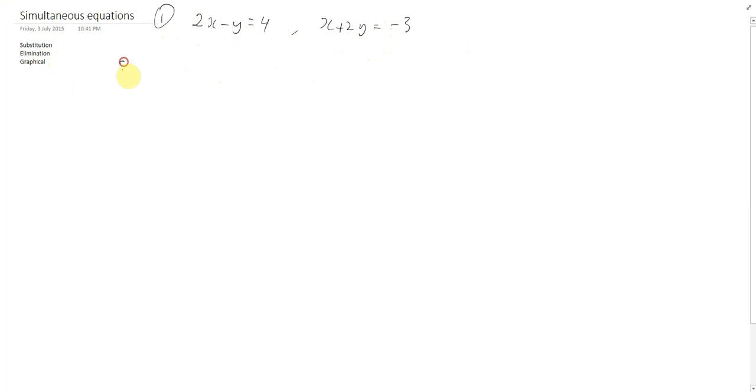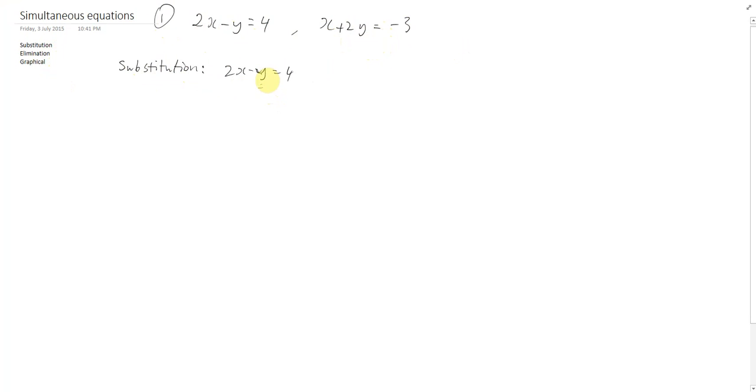Okay, so first off, let's use substitution. Now the general idea of substitution is if you make one of the variables the subject, then you can put that into the other equation. That sounds a bit complicated, but let's take a look. Let's first take the first equation, 2x minus y equals 4, and we're going to make y the subject.